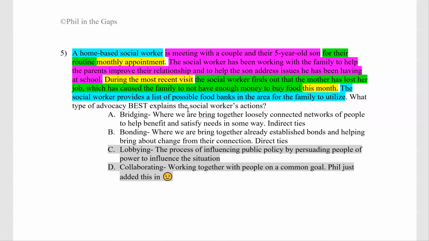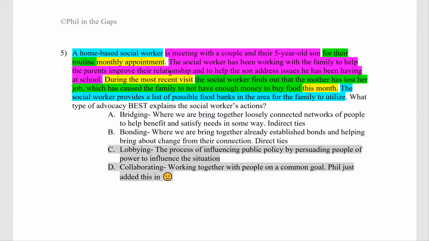So now we're in between A, bridging, or B, bonding. If you think of bonding, think of people that are already directly interacting with one another. We're just reorienting them and allowing for that connection to fill a void. Bridging, think of two pieces of land that are not connected initially. Adding a bridge connects it and makes it easier for them to know each other.